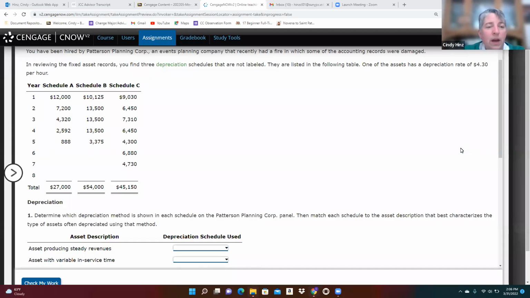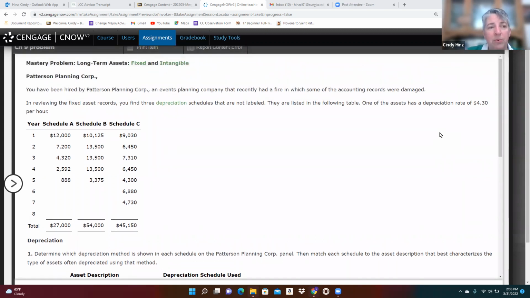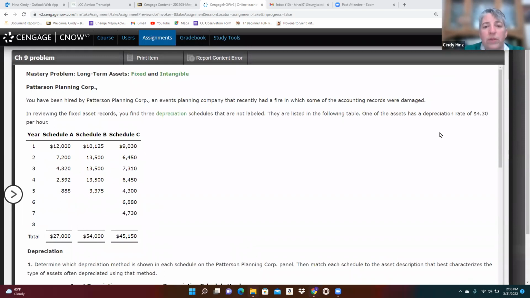Hello. We are having our drop-in review session for today, and we're starting with the Chapter 9 problem. So we'll be going through this problem. We'll do most of it together.